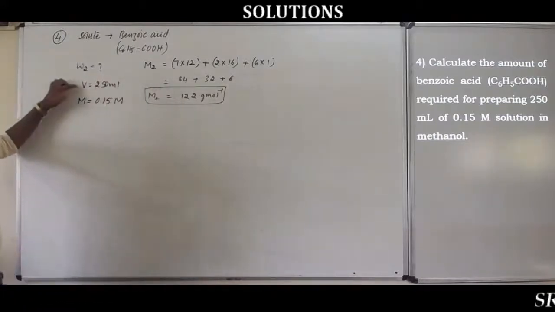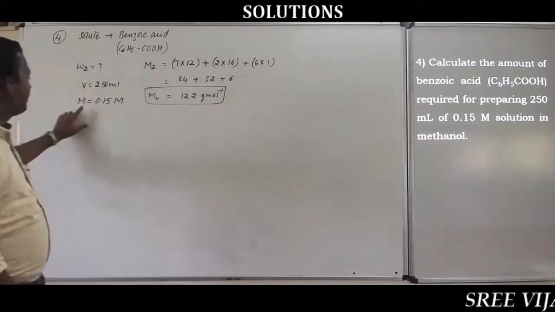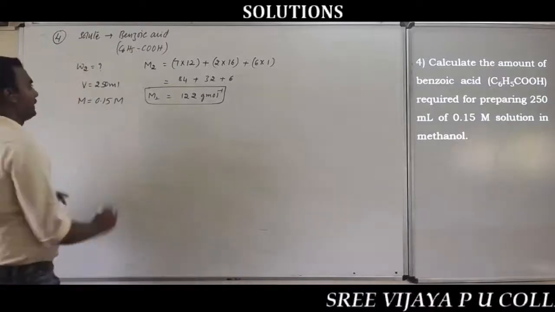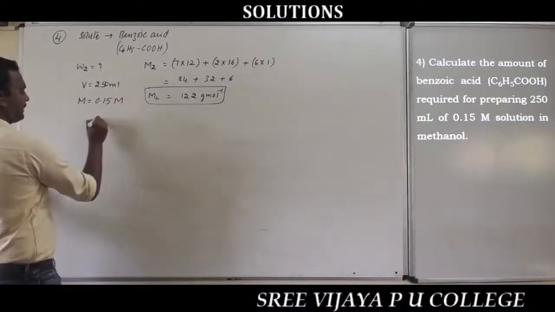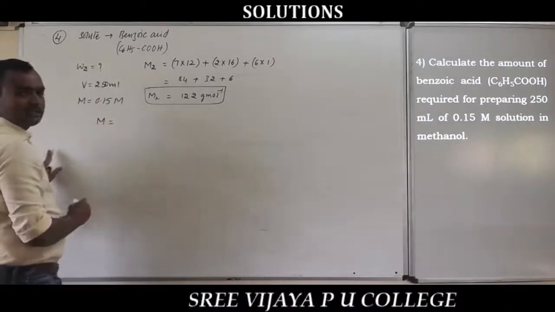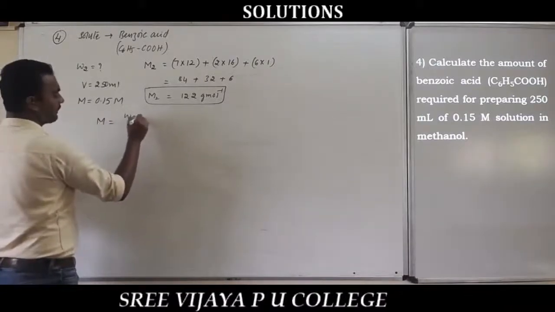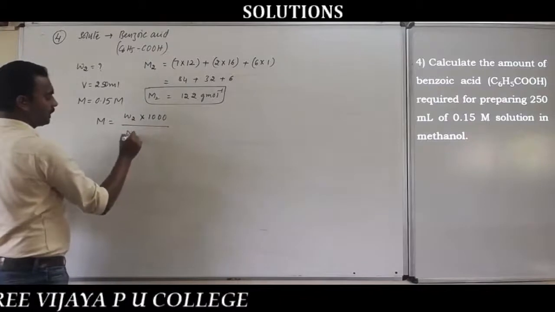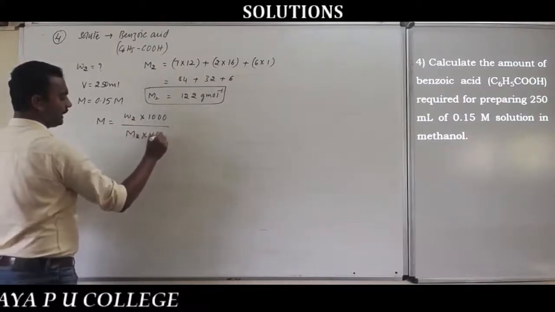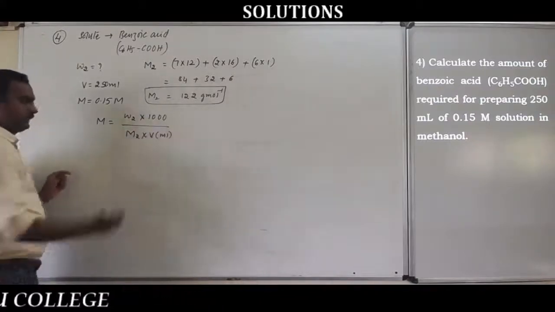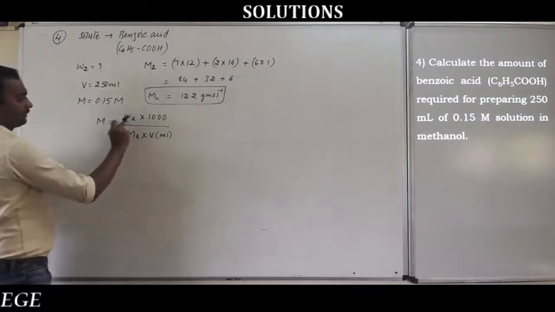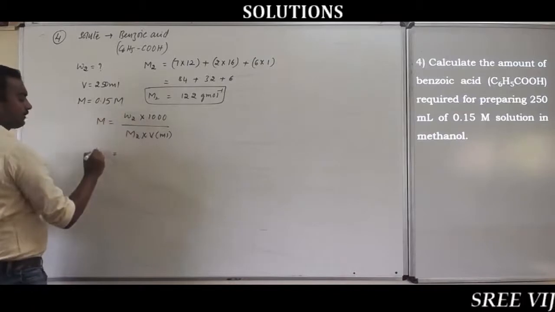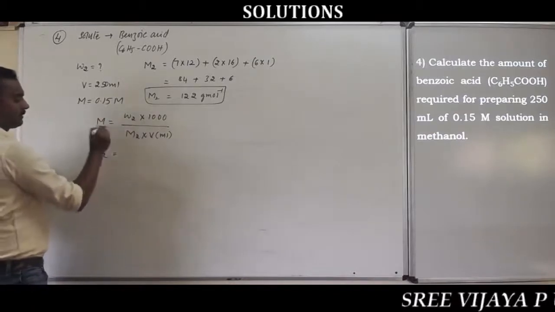So once you know the value of volume V, molarity and molar mass of solute, you can calculate the WO2, mass of solute, by using the formula molarity capital M is equal to mass of solute WO2 into 1000 whole divided by molar mass of solute into V in ml. So that is how to calculate WO2. ಸ್ವಲ್ಪ equation rearrange ಮಾಡ್ಕೊಳ್ಳಿ. So cross multiply ಮಾಡ್ತಾ ಇದ್ದೀನಿ.